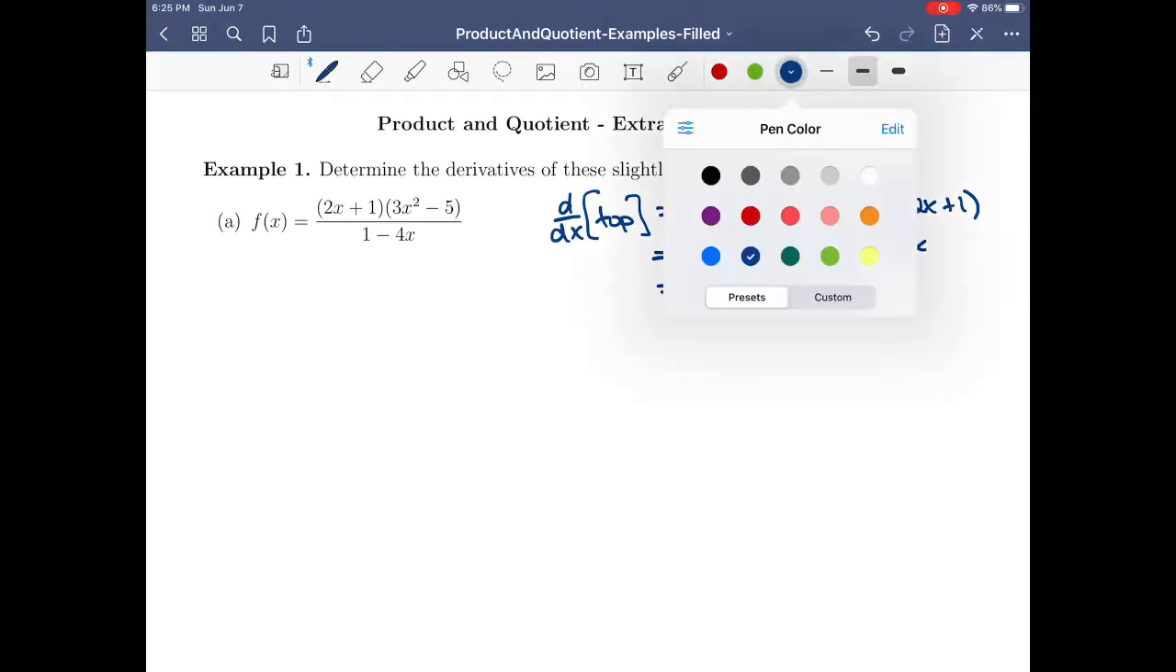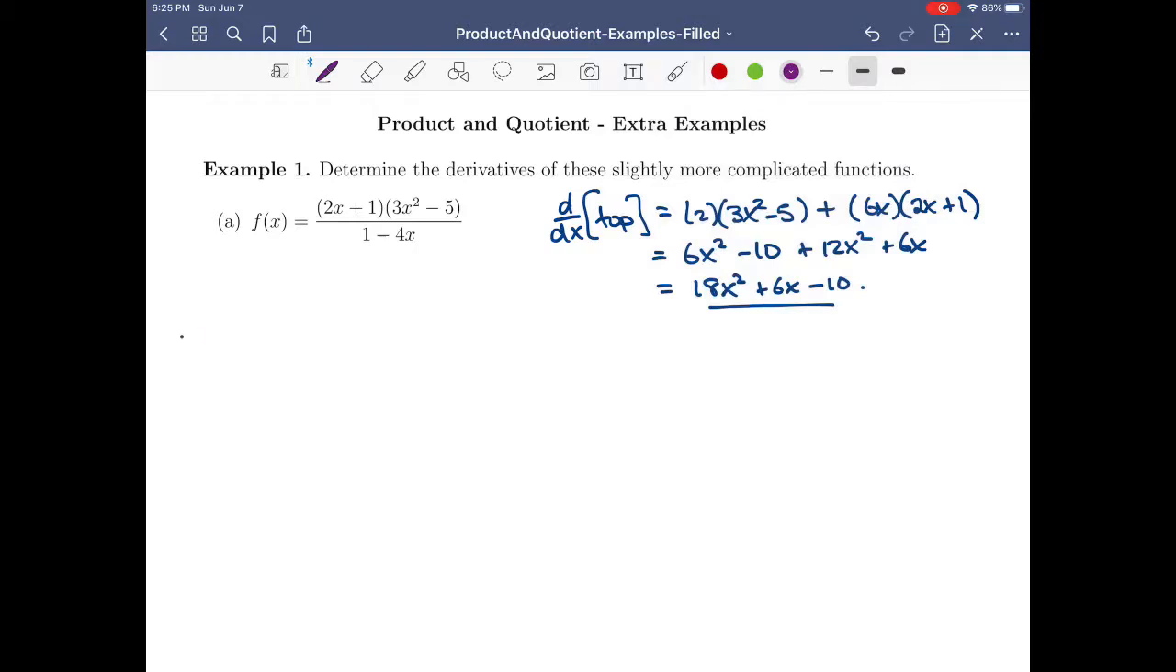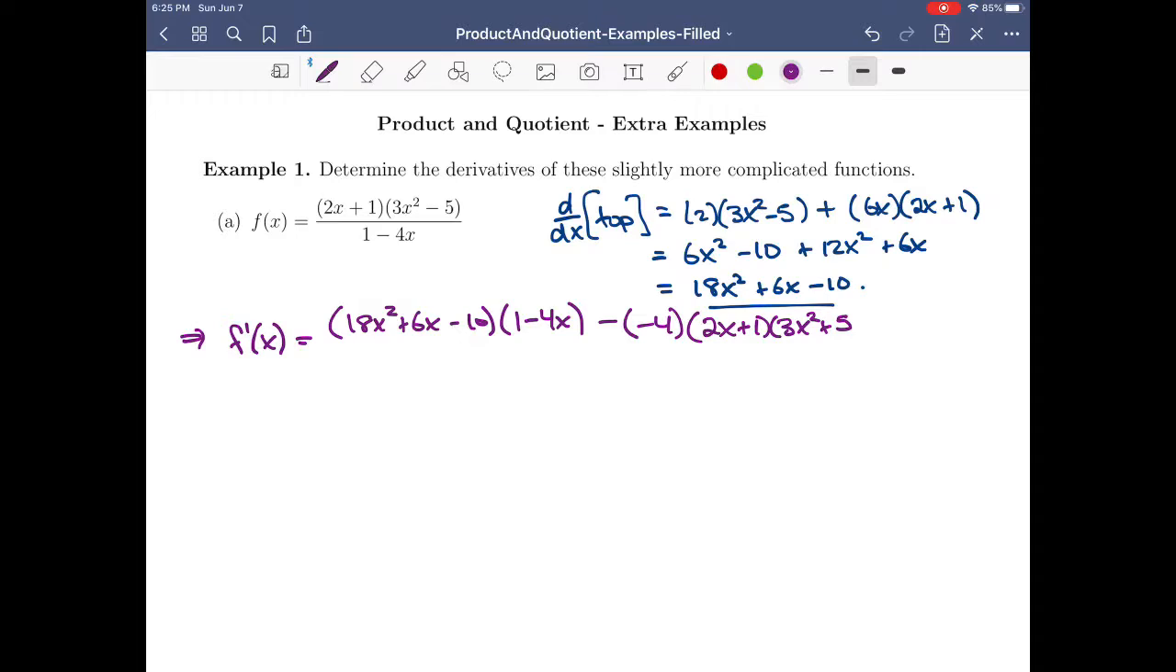So now when we use the quotient rule, f prime of x, I'm going to do the derivative of the top first. So that's what I just did: 18x squared plus 6x minus 10 times the bottom as it was, minus the derivative of the bottom, which is just minus 4, times the top as it was. Oops, this is a minus 5. And then that's all over the bottom squared.